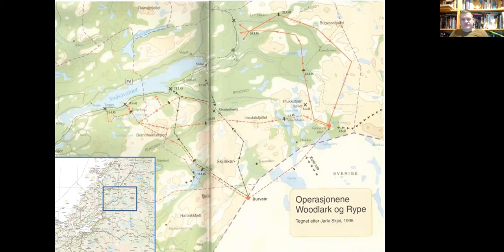According to the stories, they had to break out benzedrine pills in order to muster enough strength to negotiate the terrain. So they crossed into Sweden and they came to the base of the Norwegian group called the Woodlark in this area.